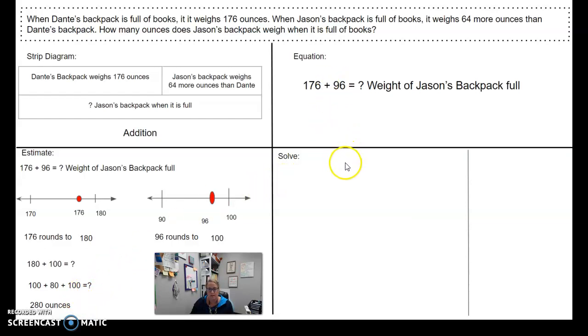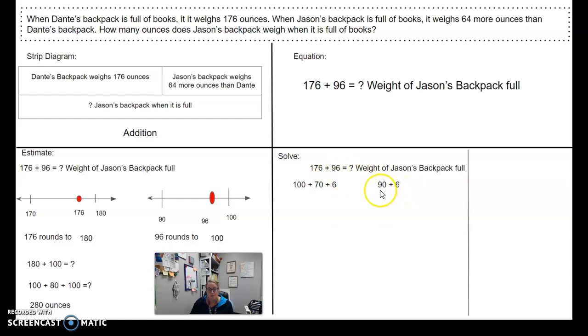So I'm going to bring down my equation again. I'm still looking for 176 plus 96. I'm looking for the sum. Just like we did over here with the expanded form, I'm going to do the same thing. So I'm going to break 176 into 100 plus 70 plus 6. And I'm going to do the same thing for 96, and I'm going to have 90 plus 6.